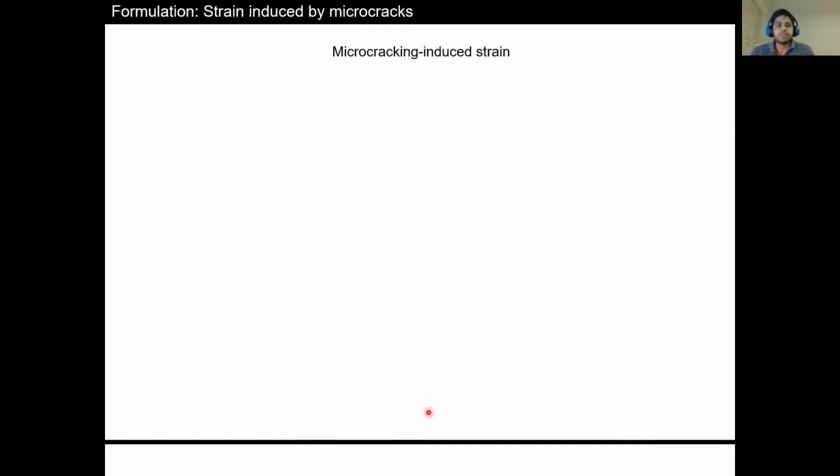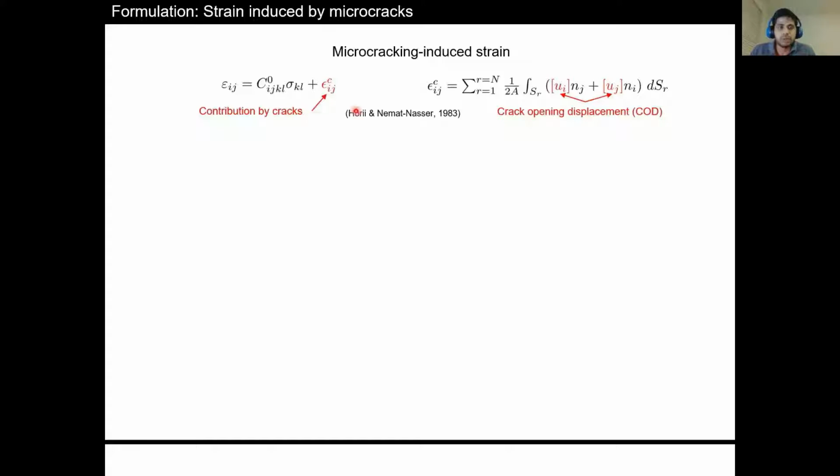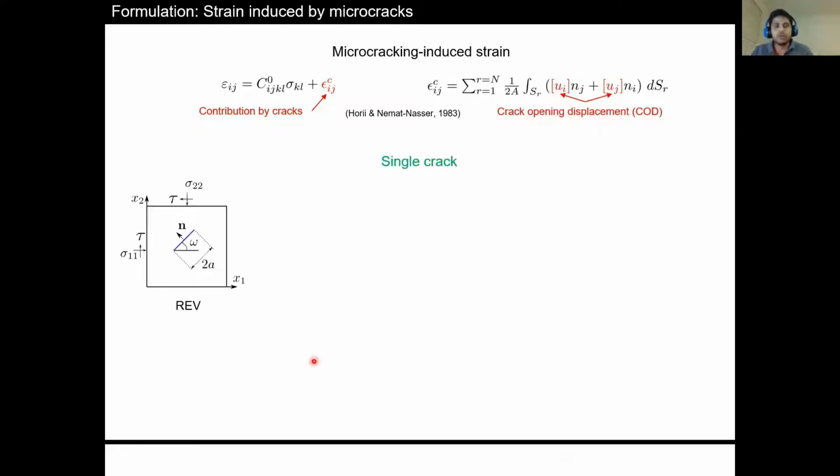To do that, we first take a look at the strain induced by microcracks in a linear elastic REV. For a linear elastic REV, the contribution from the microcracks can be computed by knowing the crack opening displacement of these microcracks. For simplicity, we start with a 2D REV in plane strain conditions with a single microcrack of size 2a and orientation omega.